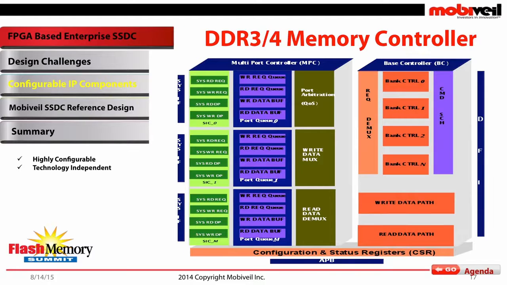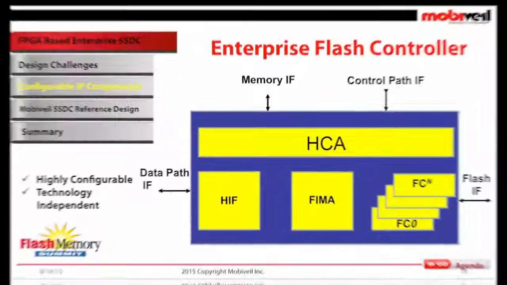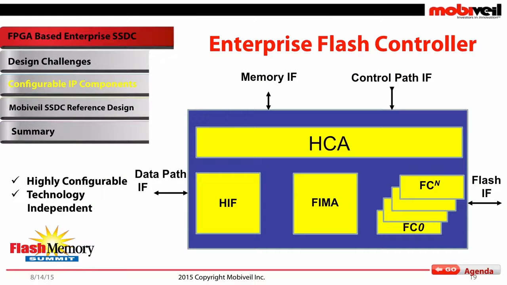So this is a block diagram, and this is the heart of the IP. This is the enterprise flash controller. You have a host interface which is talking to the NVMe, the FEMA, which is the flash interface, the media access block, and the flash channel. These are the actual interface modules which are talking to the flash, so you can instantiate as many channels as you want to support.